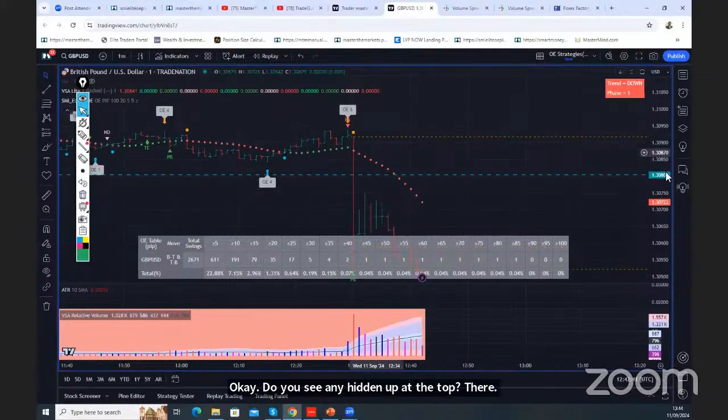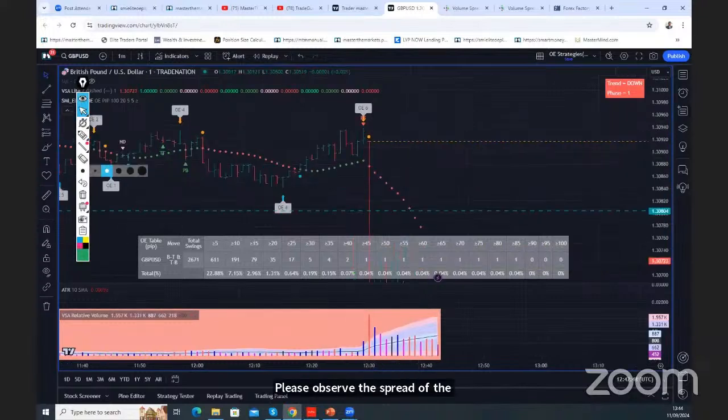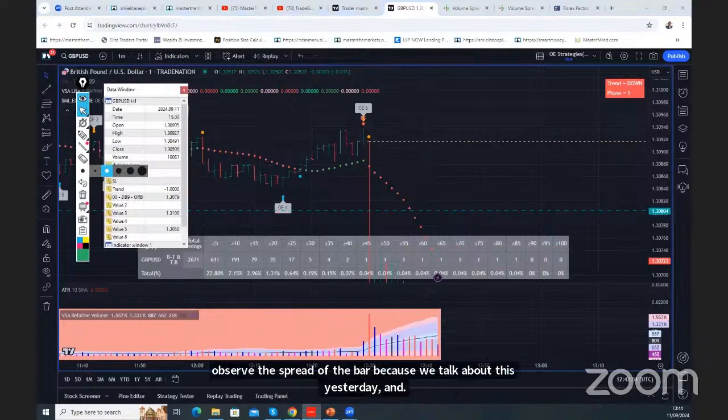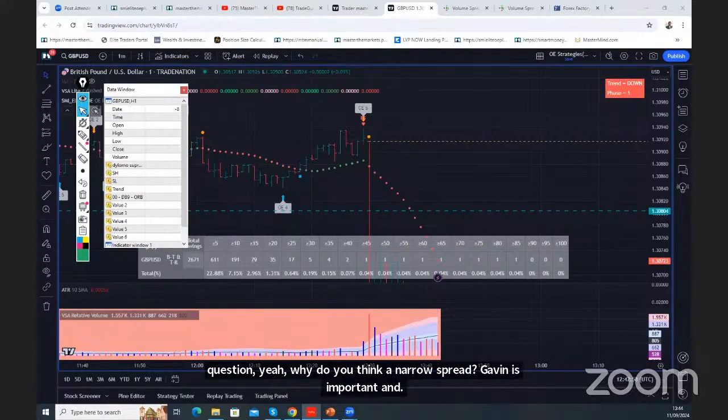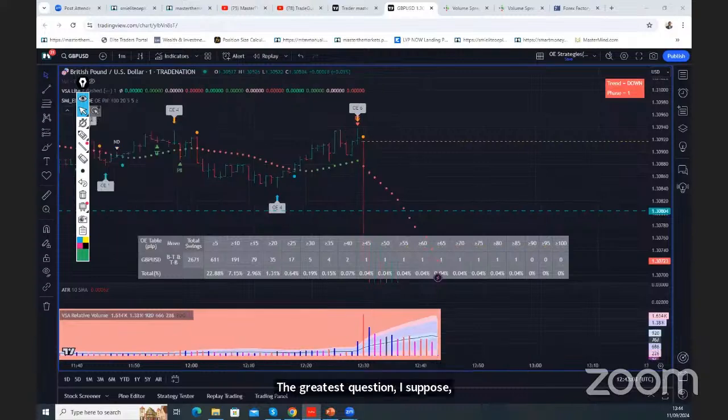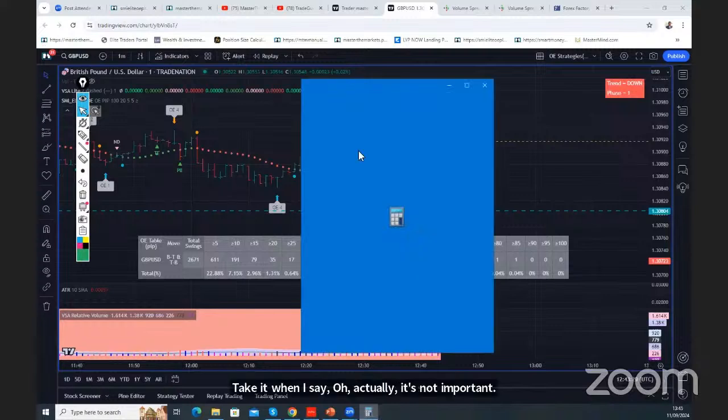Now, please observe the spread of the bar, because we talked about this yesterday, and we got so many questions coming in, and they're great questions. Why do you think a narrow spread, Gavin, is important? And the greatest question, I suppose, is, well, Thierry looks at the open, you don't seem to look at the open. That's not correct, and I want to clear that up right now. The open, depending on your analysis strategy, is important, and please don't take it when I say it's not important. It depends on your strategy. But look at that narrow spread.